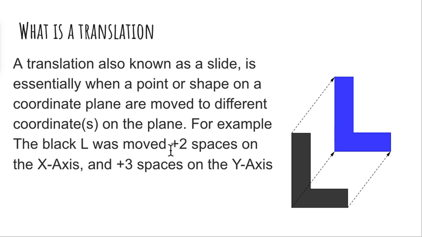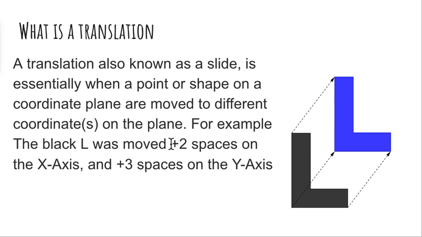So what we can say is that the black L was moved positive 2 spaces on the x-axis, because we're just estimating, because it's moved to the right, and I estimated that would be about 2 jumps on our plane to the right. Then it also moved up on the y-axis, and I estimated it was about 3 jumps upwards on the y-axis.